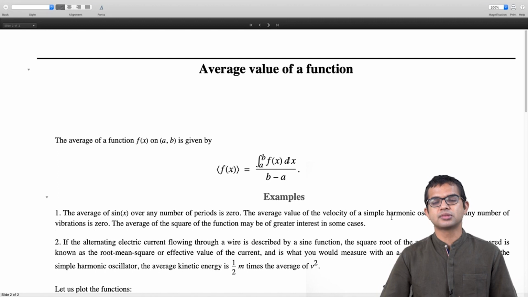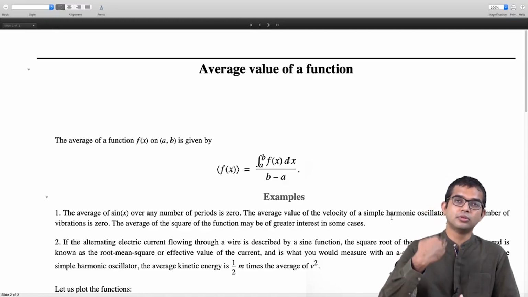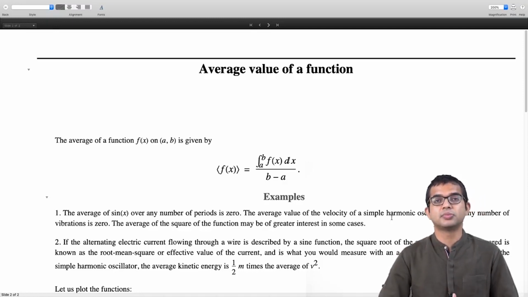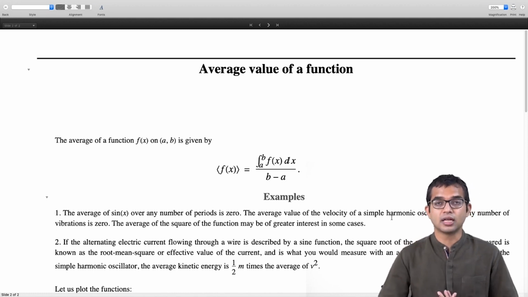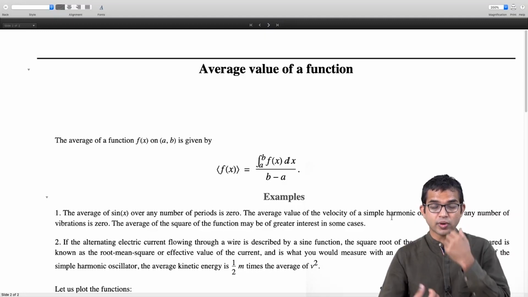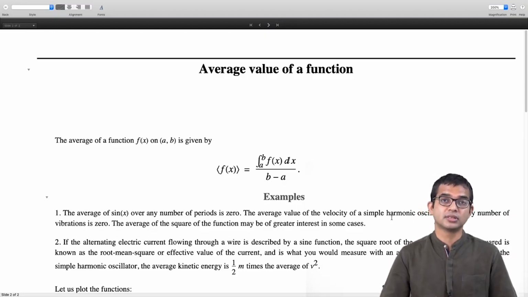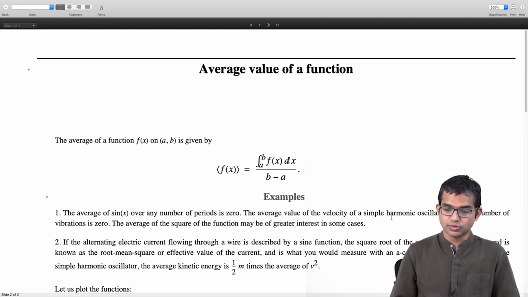But many times, more information may be contained in the average of the square of this function, right? If a function spends an equal amount of time above the time axis as it spends below the time axis, then although on average the function itself may be 0, the square of this function may still contain information. So many times it's useful to consider the average of the square of your function.